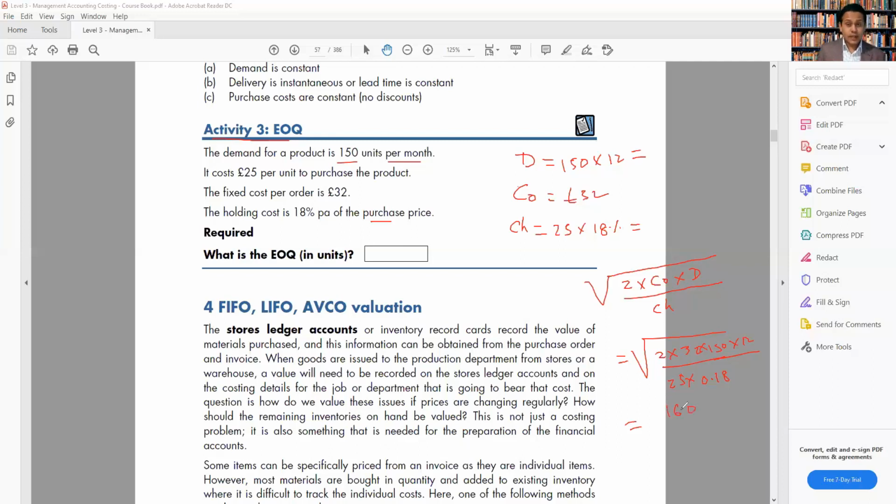Make sure your calculator has the root option, because if you are not very good with maths, maybe you don't know how to do the root. But if your calculator has a root, it will be much easier to calculate. So make sure you have the root option on your calculator. So I said 160 parts.